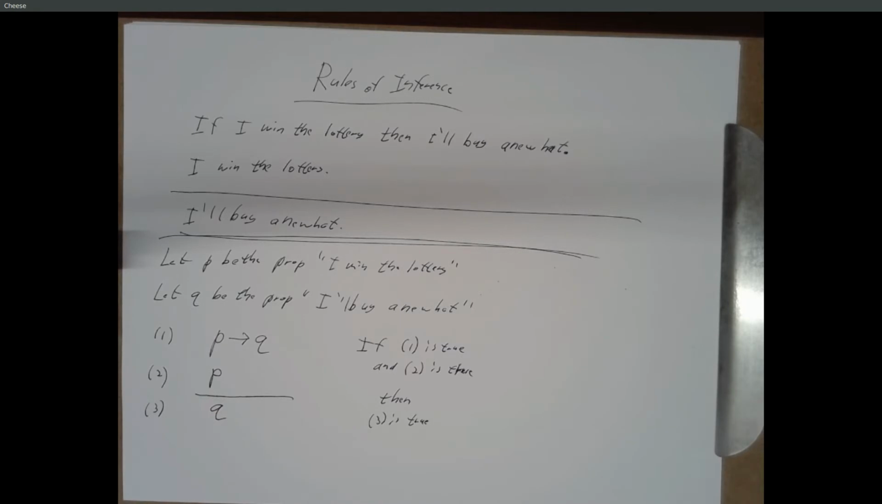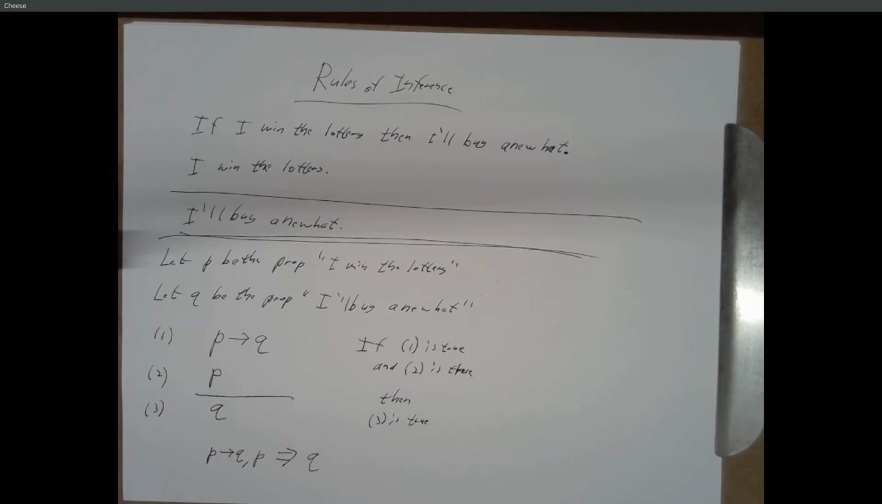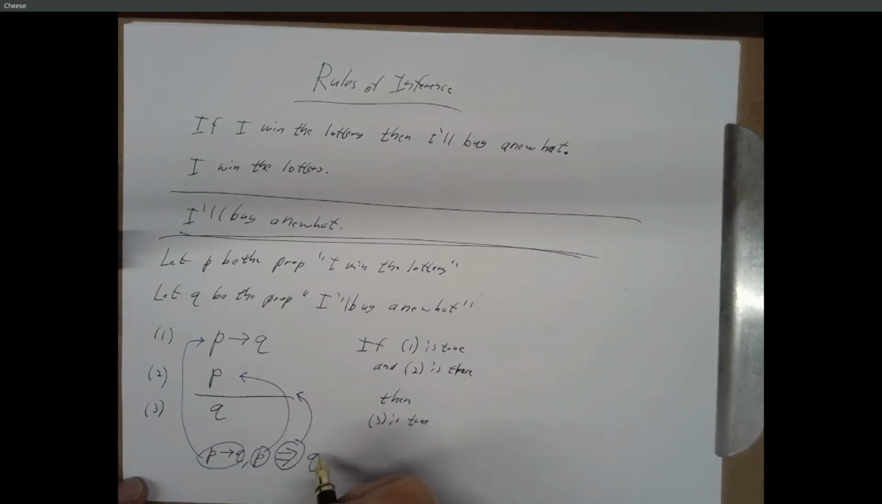And in the book and in the homework questions and on the quiz, you'll see this written differently. You'll see something like this: P arrow Q, comma P, double arrow Q. And when you see this notation, what you should think is this first part is something that we're given is true, and the second part is something that we're given is true, and this arrow is like the vertical line, and the Q is the thing that we conclude from everything that came before.